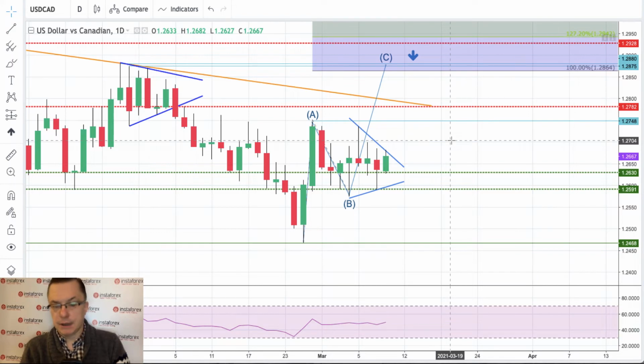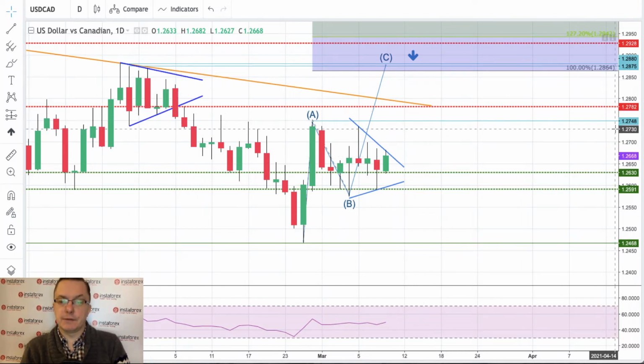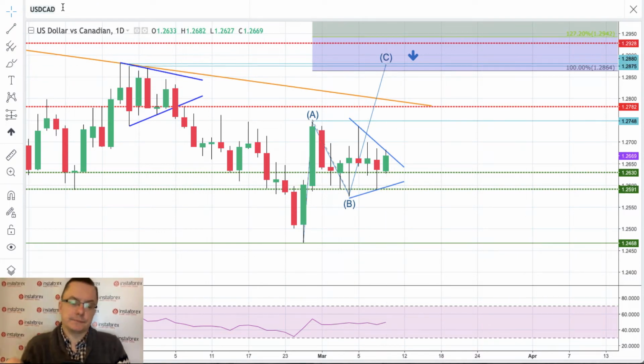So maybe the market participants await the trigger to go up. If the level of 1.2782 is violated and the trend line here is violated as well, we can go up and continue with the wave C to the upside.